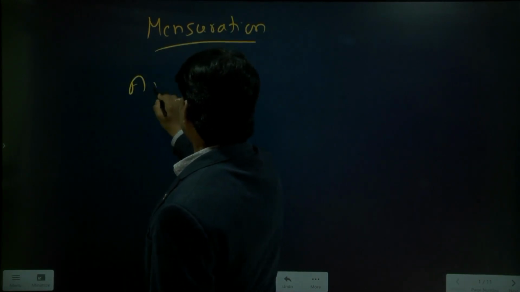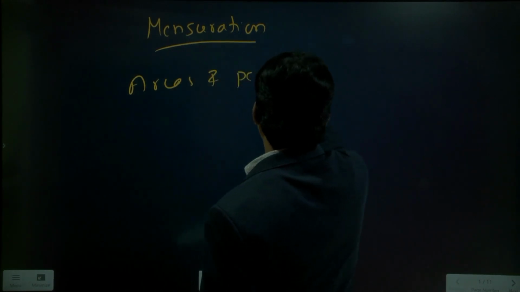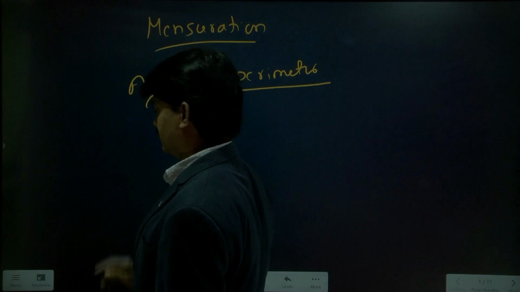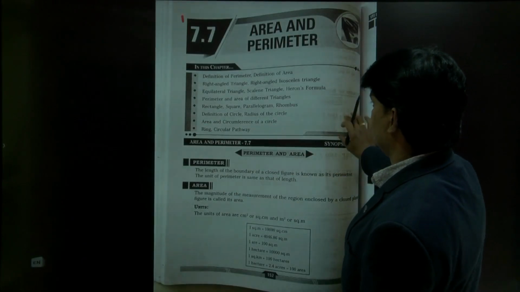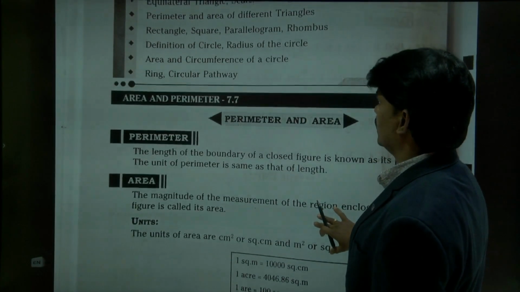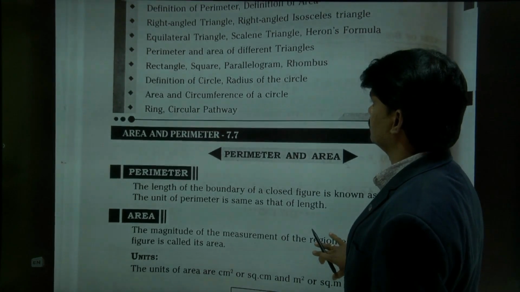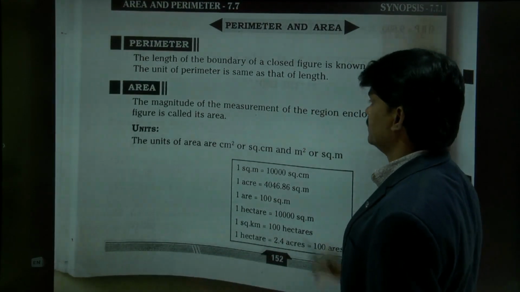We are dealing with areas and perimeter. Okay. So what is meant by area and perimeter? Let us see. So area, yes. So first see the definition of perimeter.